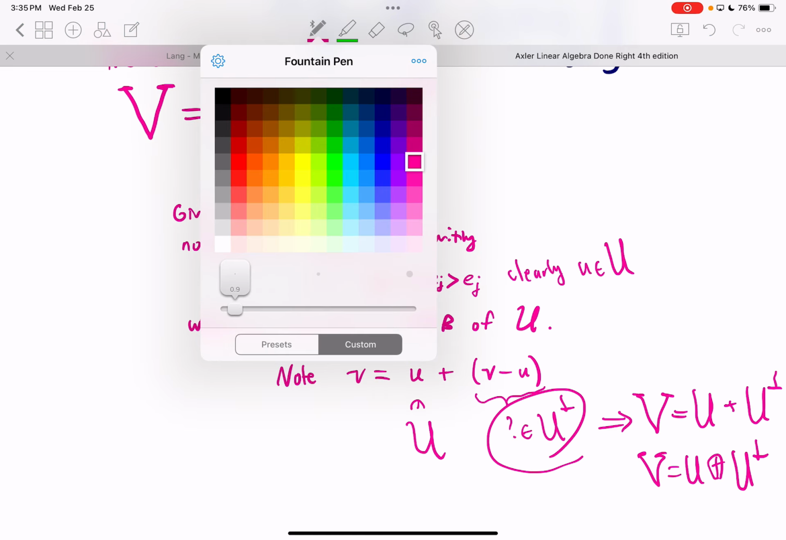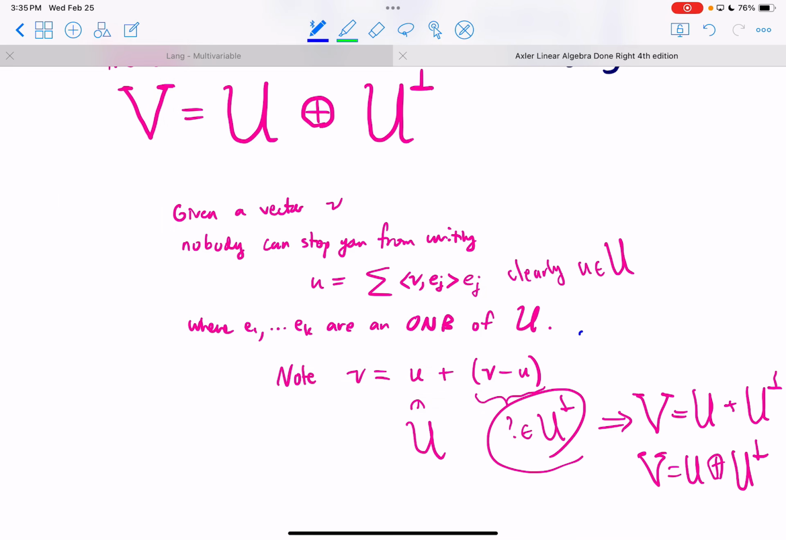And how will I do that? I will switch to a different color, and I will take V minus U, and I will dot product it with EJ. I switched to a new color because this is a big idea. In linear algebra, it is often much easier to just check something on a single basis vector at a time. And then by linearity, you've got it on the whole thing. So I have to show that V minus U is in U perp. That means I need to show it's orthogonal to everything in U. That's infinitely many things to show. I don't want to do infinitely many things.